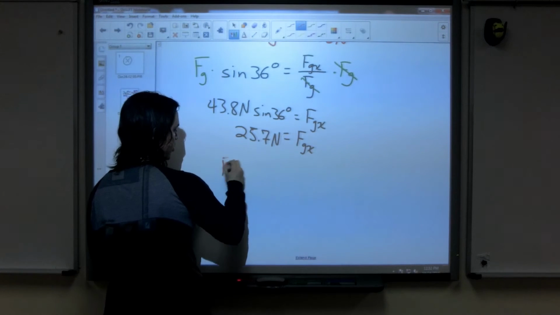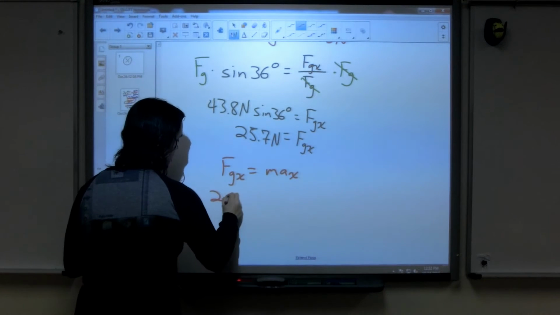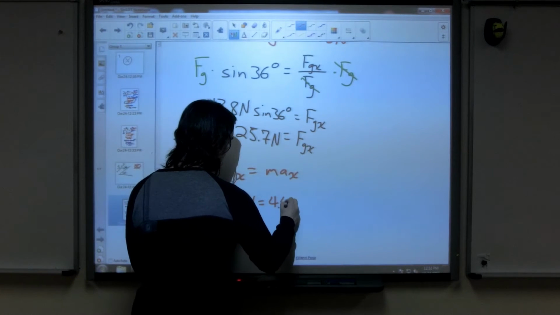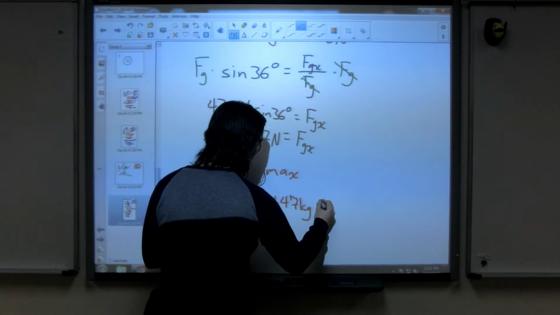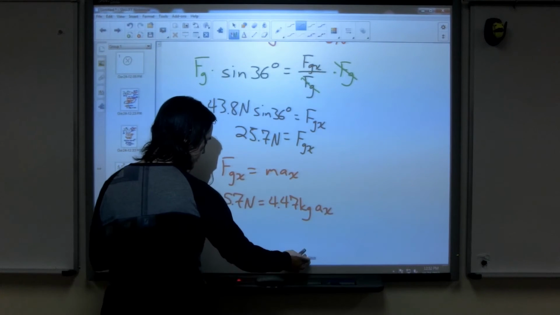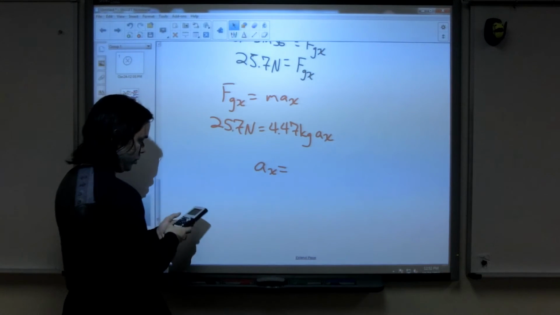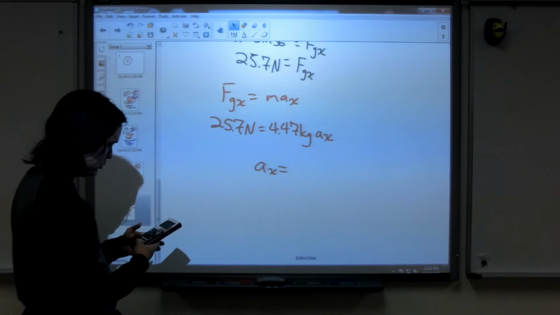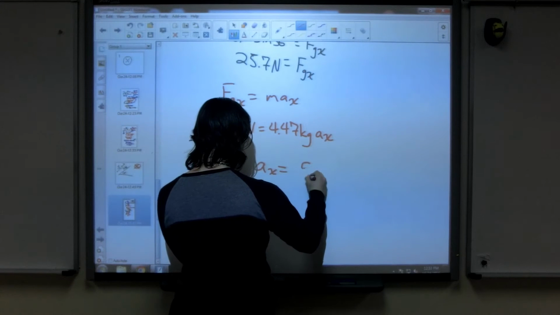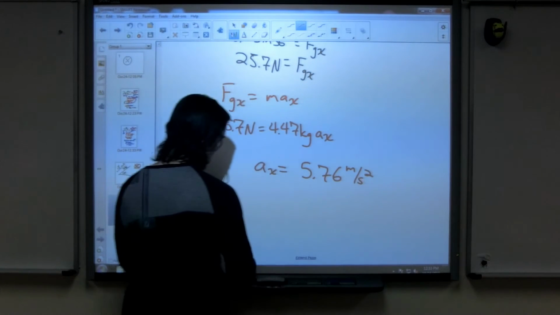So let me write this back out. This is from my sum of forces in the x direction. FGx equals my mass times my acceleration in the x. 25.7 newtons equals my mass, 4.47 kilograms, times my acceleration in the x. Dividing both sides by 4.47, to three significant figures, I get 5.76 meters per second squared.